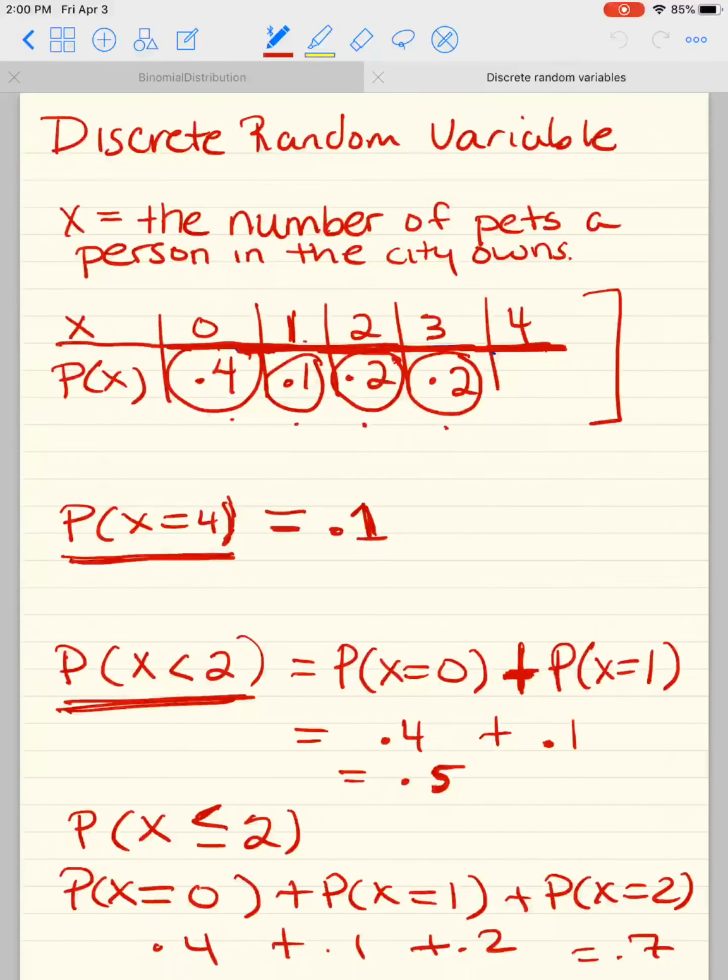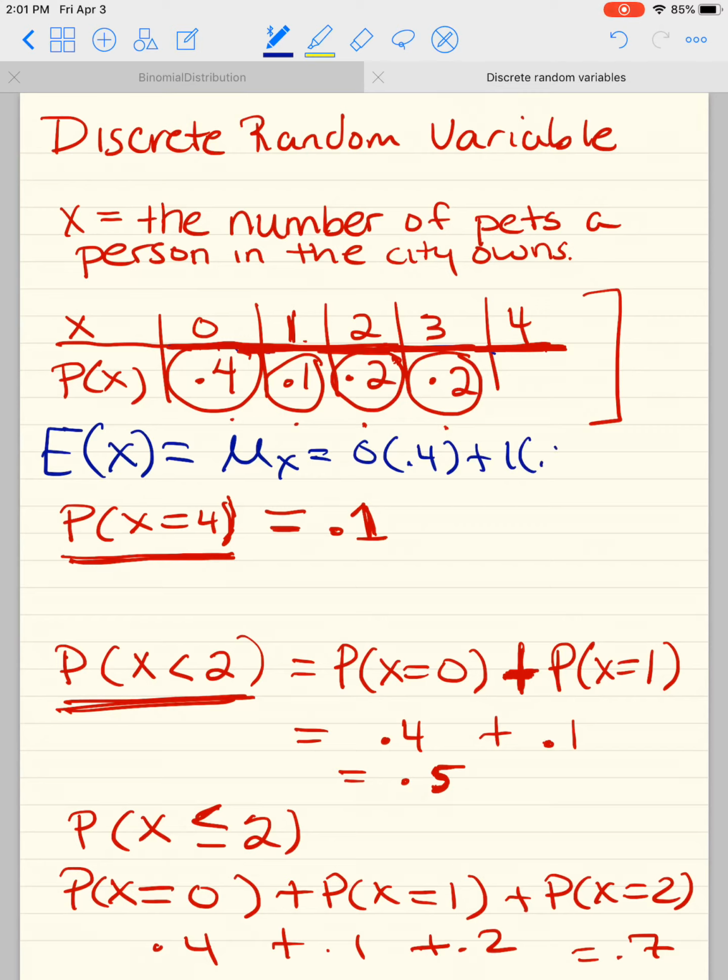So to go back to our original problem, what's the number of pets that a person owns on average? Let's try this last problem. Well, E of x, which is equal to mu of x, is equal to 0 times 0.4 plus 1 times 0.1 plus 2 times 0.2 plus 3 times 0.2 plus 4 times 0.1. And that's how you find your expected value.